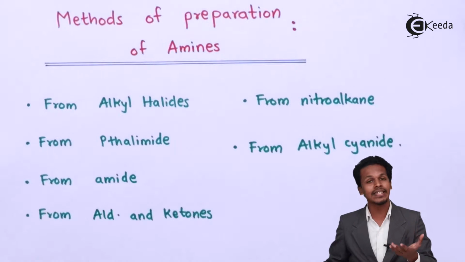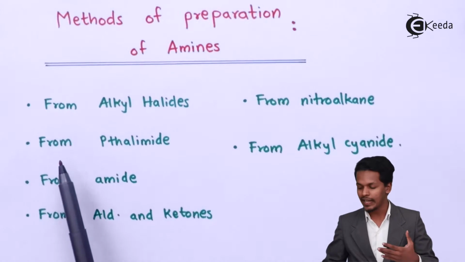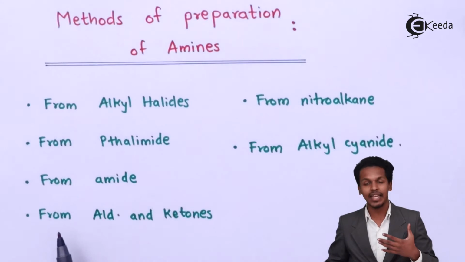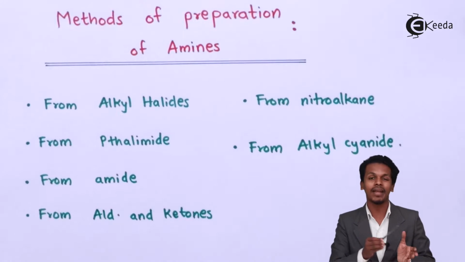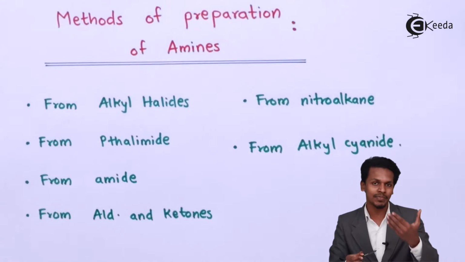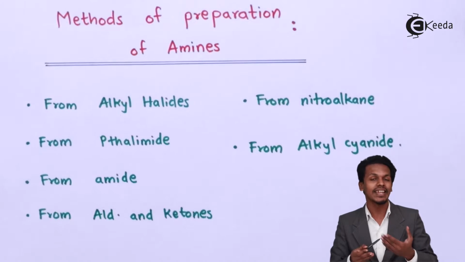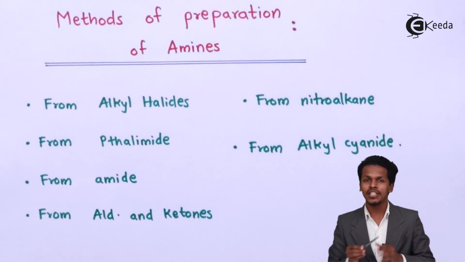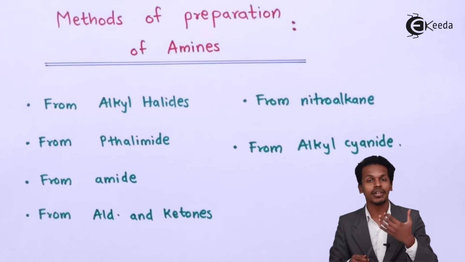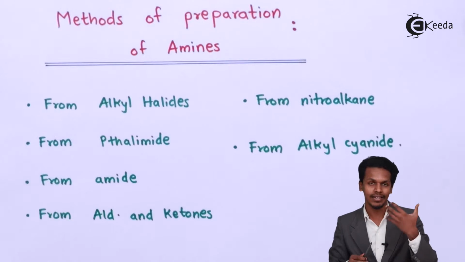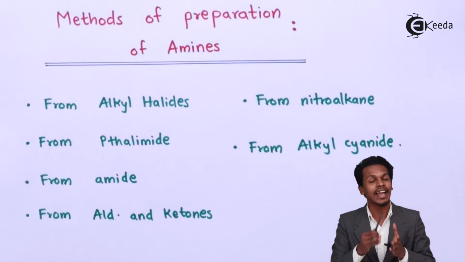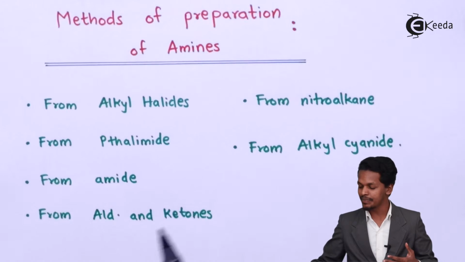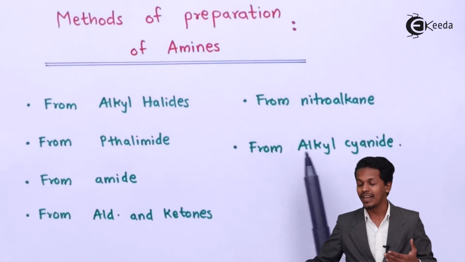But for a while, let us understand the second step: we can easily prepare amines from phthalimide. We can prepare them from amides, as well as from aldehydes and ketones, by converting the aldehydes and ketones to their respective oximes and then reducing them. The next one is from nitroalkanes. This is what we did in our previous lecture also, the reduction of nitroalkane. By reducing the nitroalkane, we can easily convert the nitro group into an amine group, that is the NH2 group. And the last one is that we can prepare amines from alkyl cyanide.